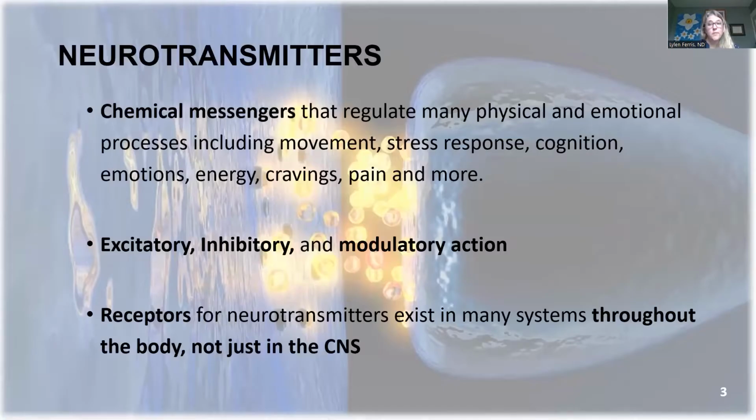So that we're all on the same page, I do like to start with a simple definition. What are neurotransmitters? Well, we know that they're chemical messengers that regulate emotional processes and physical processes, things like movement, the stress response, pain, and cognition. They function within the central nervous system, but also in the periphery to facilitate communication between the brain and the body's glands, organs, and muscles.